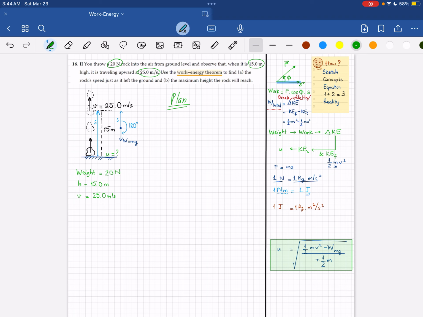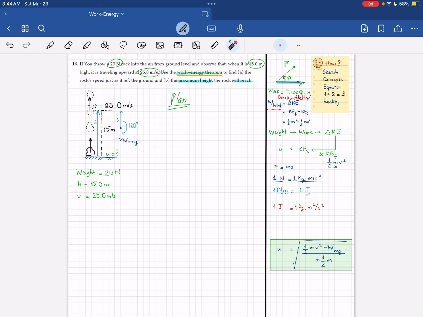So let's see what they ask us to do. They ask us to find the maximum height the rock will reach and use the work energy theorem. So I could say that similar to the first question, we should find some kinetic energy at the initial point and the final point, and also like the work done. Then we can find the maximum height, right? Hmm. Let's see. Let's think.